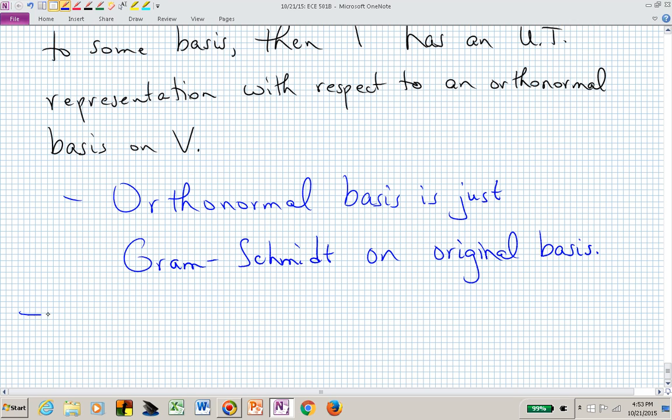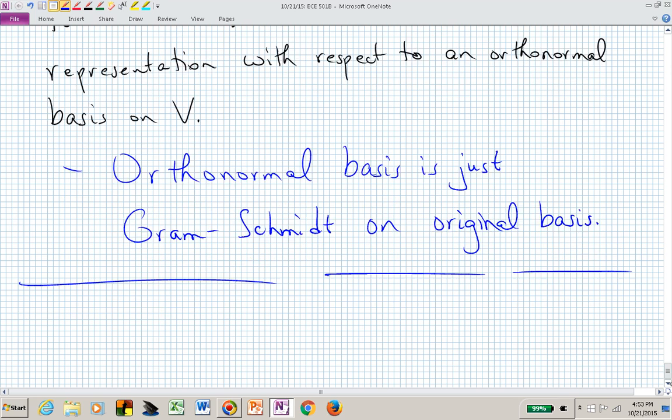Which means if you have an upper triangular operator on some basis, then you can simply perform the Gram-Schmidt orthogonalization process on that original basis and obtain now an orthonormal basis on this vector space to give you an upper triangular representation of that operator.